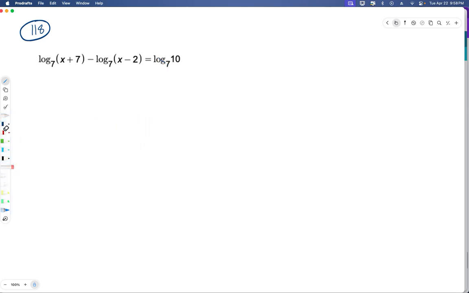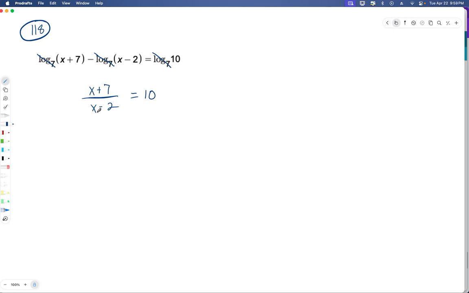I completely forgot because I'm old. Subtraction is division. That's the thing I forgot. So yes, we cancel these. Those go away. But subtraction is division in logarithm problems. So we have x plus 7 over x minus 2 is equal to 10. That's the way it's supposed to be formatted. I am so sorry. My brain just skipped a beat for a second. You know how old I am.